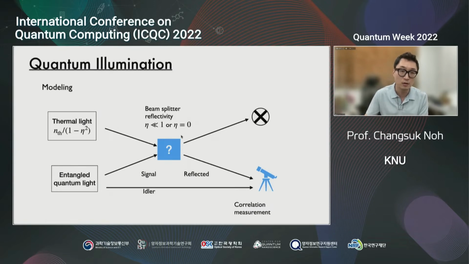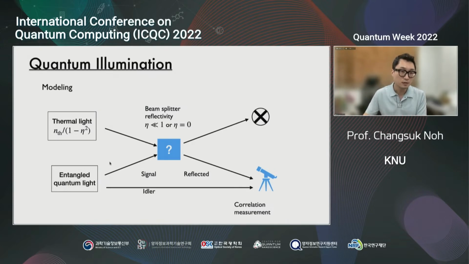So how do we model this? First of all, we model the target object with a beam splitter. It has a small reflectivity, eta, or no reflectivity at all. When eta is 0, there's no object. When eta is very small, the object is there. On the beam splitter, we have two inputs. One is the signal field that we are sending to detect the target, and the other port has thermal light, which is properly normalized so that irrespective of the value of eta, we always get the same thermal light going into the detection system.